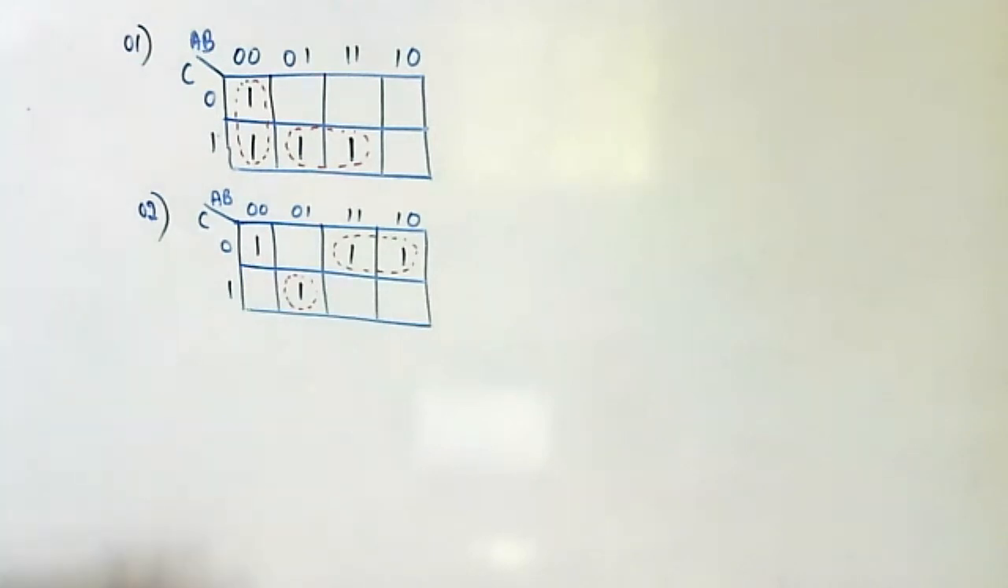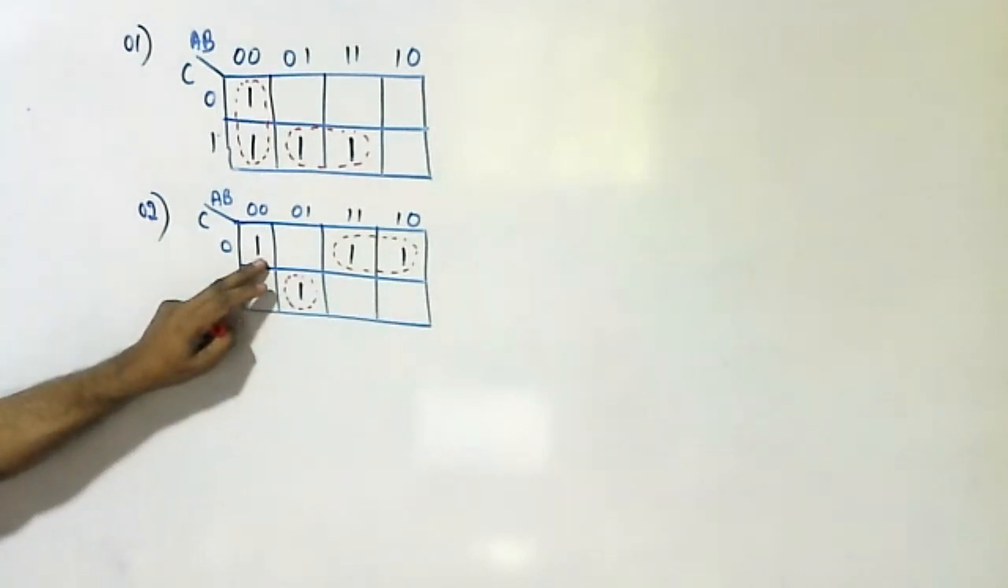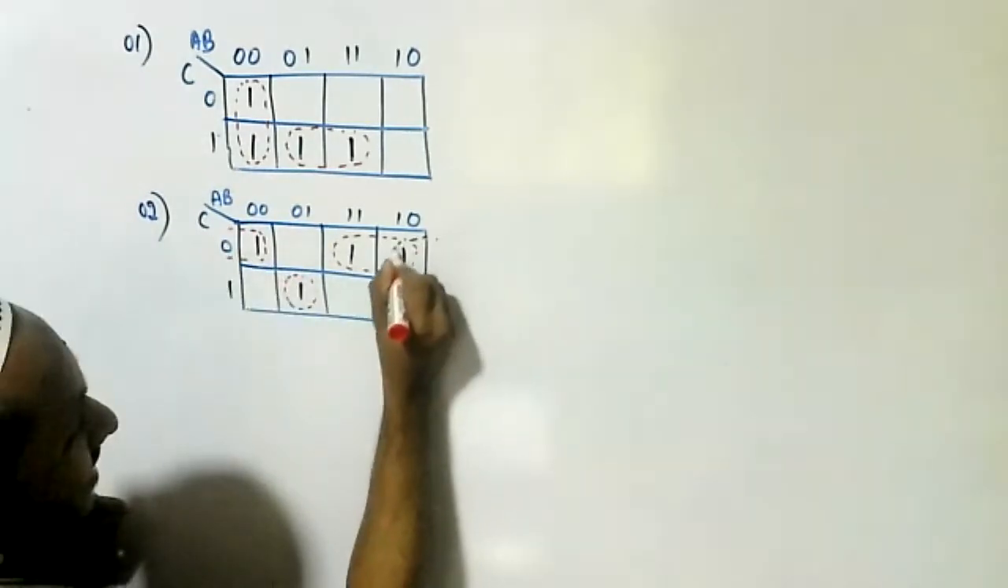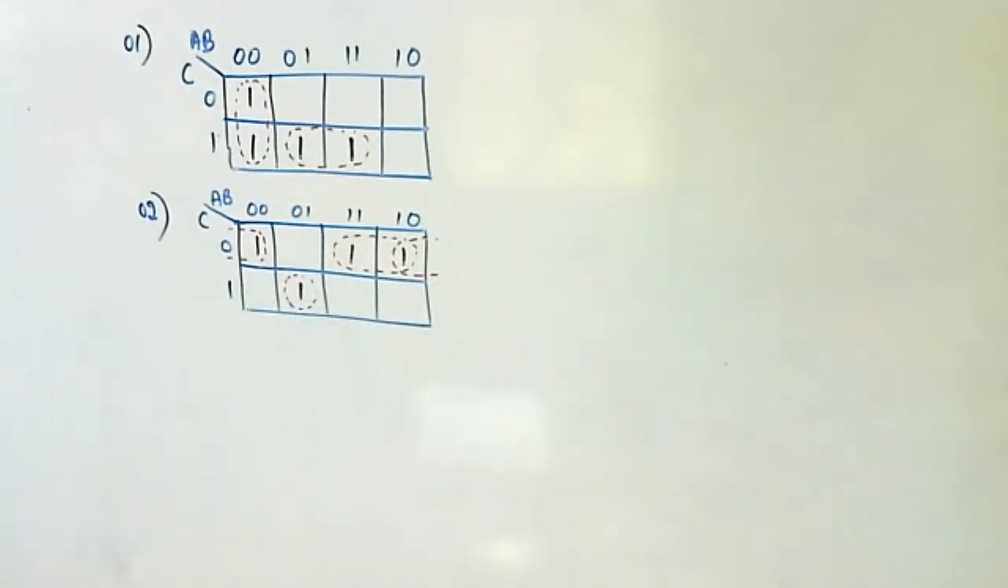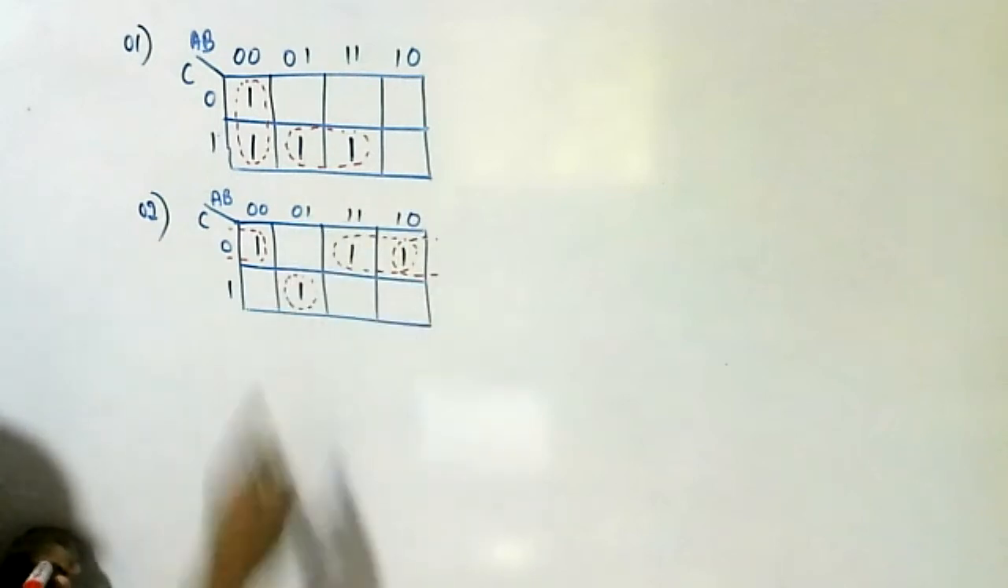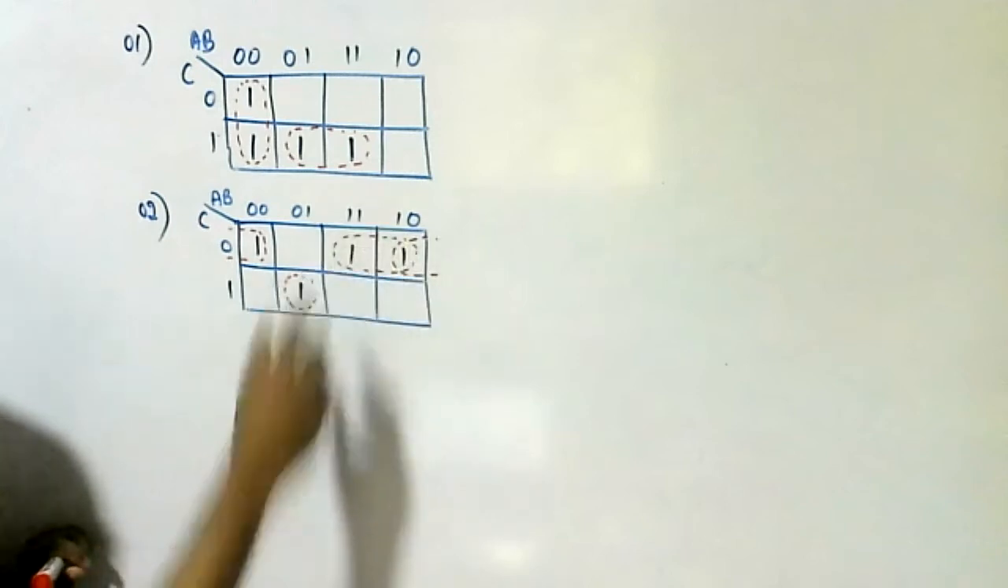And for this one, is there anyone? Students, this one, is there any other one? Yes, sir. Yeah, there's another one because this is wrapped around. We told it. This is wrapped around. So we can group like this one and this one. So 3 groups, maximum number of ones included in each group. So this is how we can group ones in this corner map.